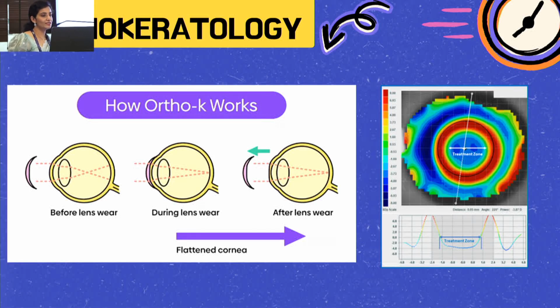So before the lens wear, what happens? Before the lens wear, it is normal. After the moment you wear the lens, it presses the cornea, flattening the cornea out. And then when you remove the contact lens in the morning, it takes some time to come back. So that is when they are spectacle free. So this is how the Ortho-K works.